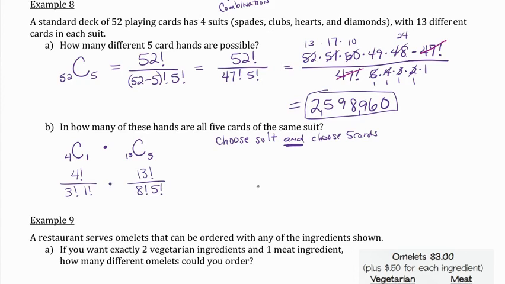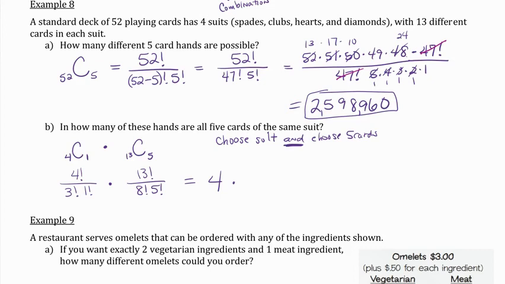Now, 4 choose 1, you'll kind of get used to this. Notice that the 3, 2, 1 is going to cancel out on both of those. So anytime you have a number choose 1, it's always just going to be that number, 4, right? If I've got 4 things, how many ways are there to choose just one of them? There's 4 ways.